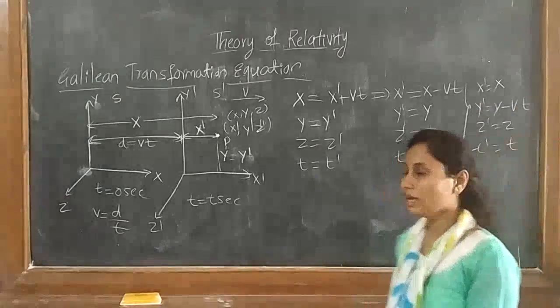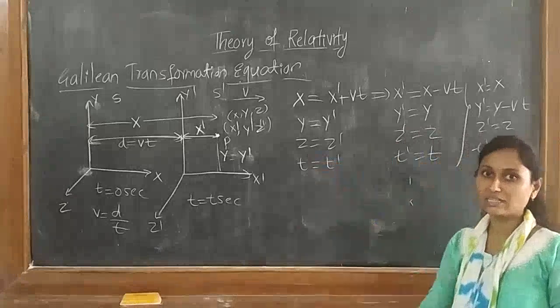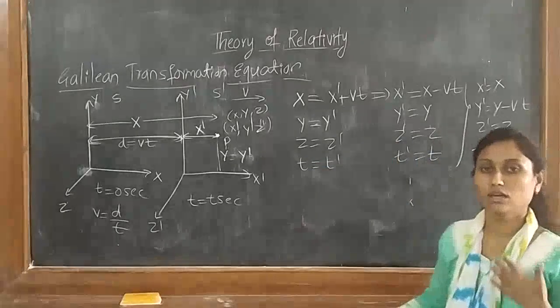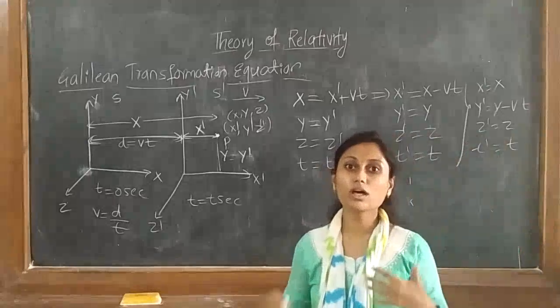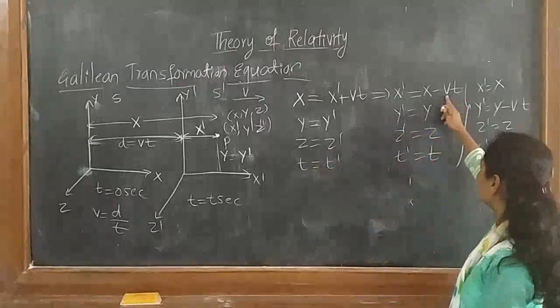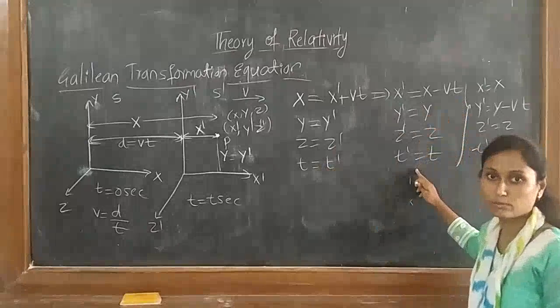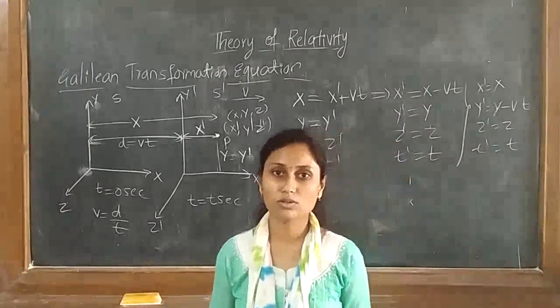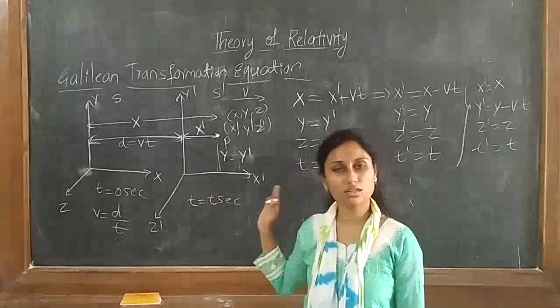In the same way, if it is moving along the z direction, the z value changes. This is the thing: in whichever coordinate it is moving, that coordinate value changes, and the other quantities remain constant, isn't it? So this is about the Galilean transformation equations.